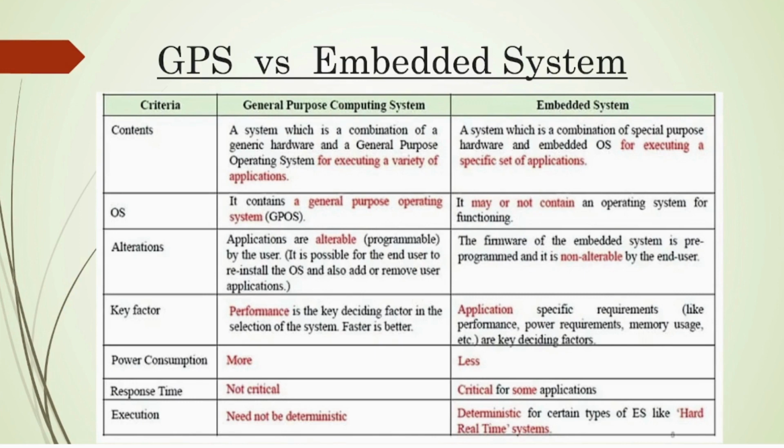Key facts in GPS are: performance is a key deciding factor in selecting the system, faster is better, whereas in embedded systems application specific requirements like power requirement, memory usage and other factors are key. The power consumption is more in GPS, whereas an embedded system consumes less power. Response time is not critical in GPS, but in embedded systems it is critical for some applications only. Execution need not be deterministic in GPS, whereas an embedded system is deterministic for certain types, like hardware and real-time systems, etc.